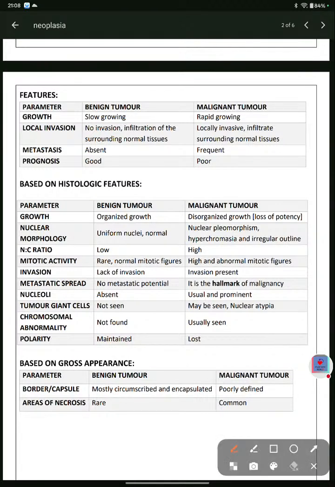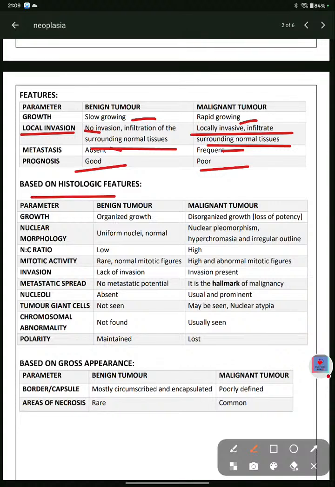Okay, talking about growth: benign are slow growing, malignant are rapid growing. Local invasion: benign, no invasion; malignant are locally invasive and infiltrate surrounding normal tissue. Metastasis is absent in benign, frequent in malignant. Prognosis is good in benign, very poor in malignant. Based on histological features, benign growth is organized, malignant is disorganized.